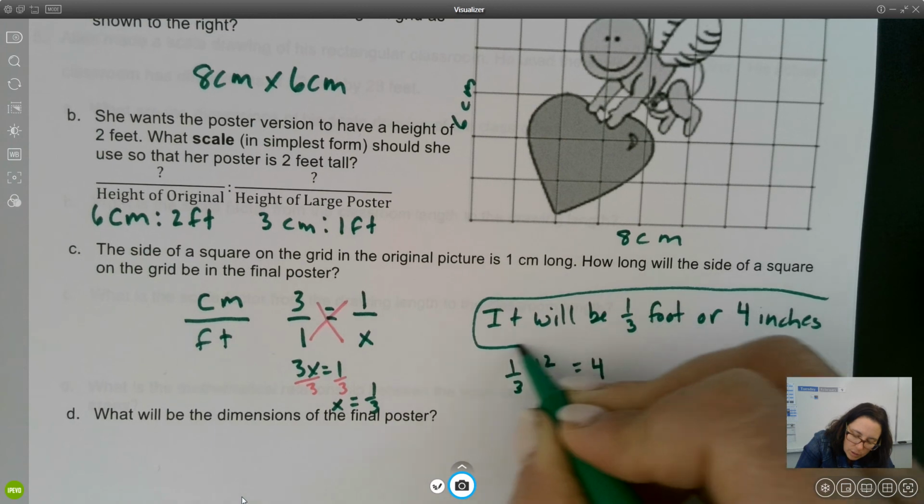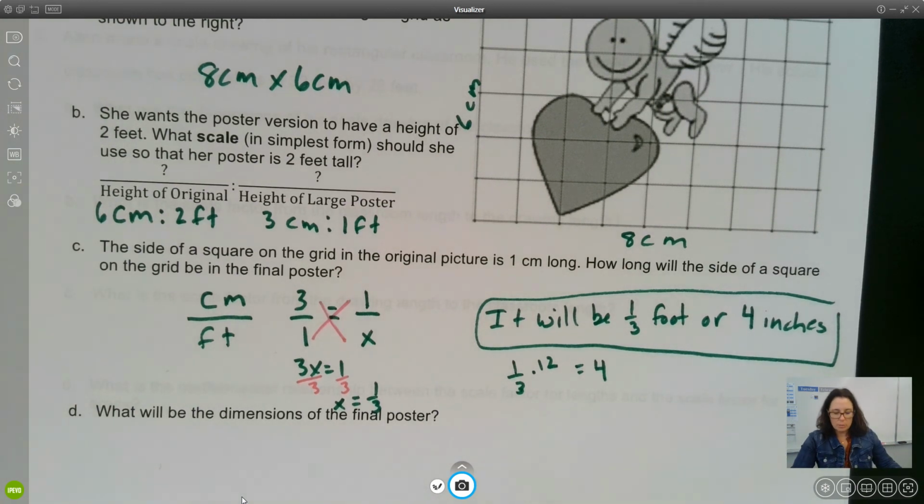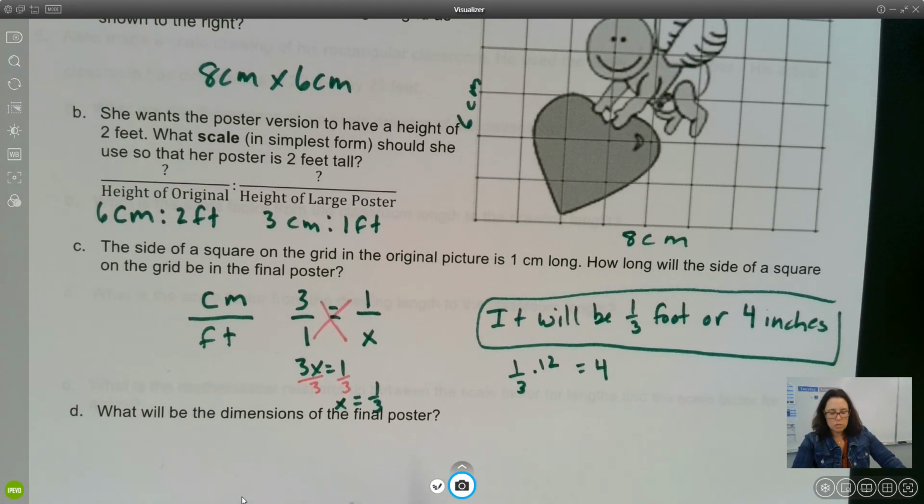Okay, so you could say either one of those. It doesn't say how long will it be in inches or how long will it be in feet. So either one of those would work. All right, what will be the dimensions of the final poster?